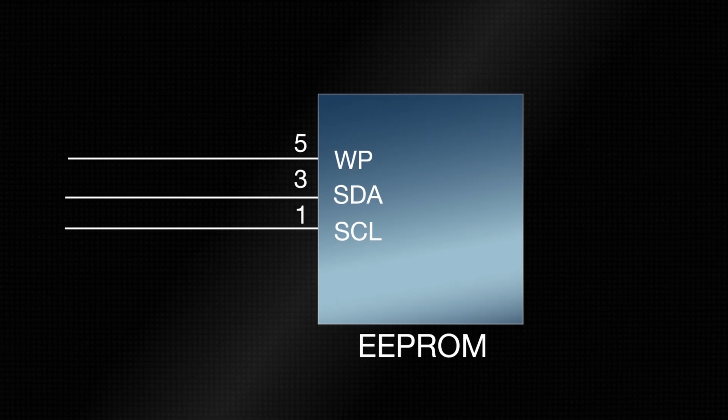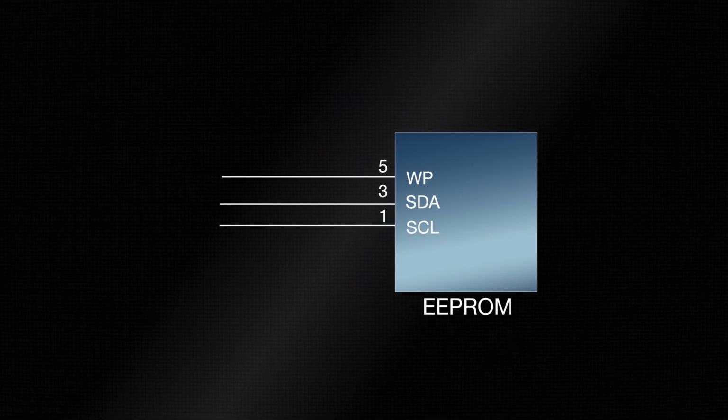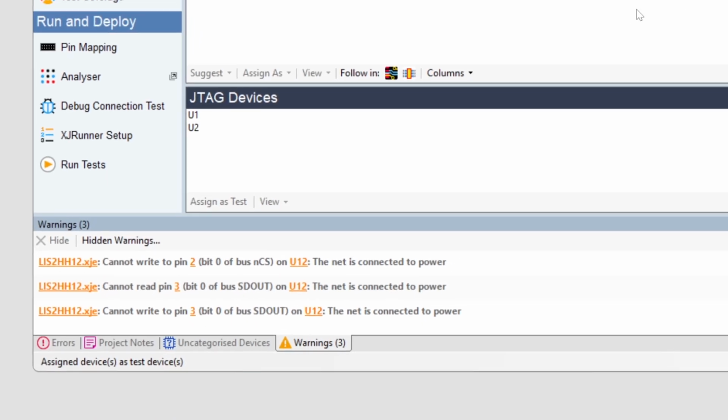Another time you might get a warning that can be ignored is when a pin isn't available. For example, let's say you've got an EEPROM with a write protect pin that's tied. The test device file for that device supports implementations where it's accessible and where it isn't. If the pin is accessible, the XJE's test will check that it functions. But if it's not accessible, then the XJE's test will skip that part of the test and show a warning to say so. In this case, we're expecting the warning and know that it isn't a problem, so it can be hidden.